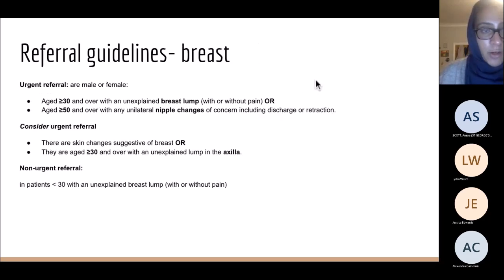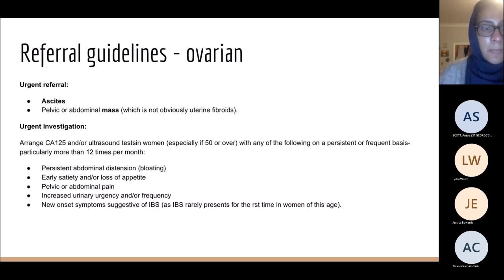There are breast cancer referral guidelines. I'm not going to go through all of this now for the sake of time, but if you fill in the feedback at the end, you'll get these slides. Those are the breast cancer referral guidelines. These are all based on NICE guidelines.